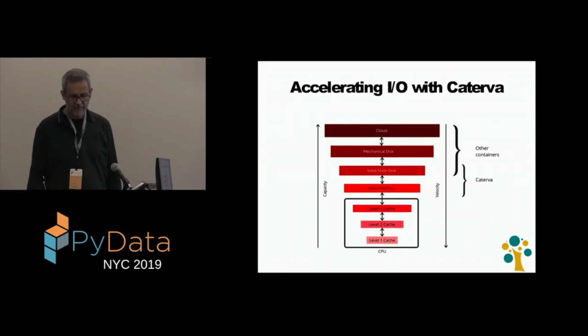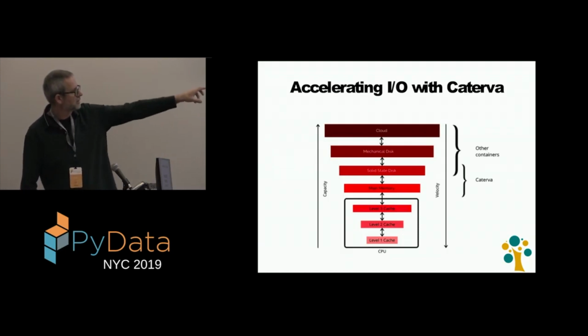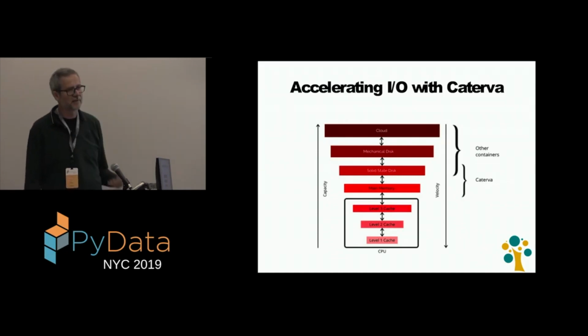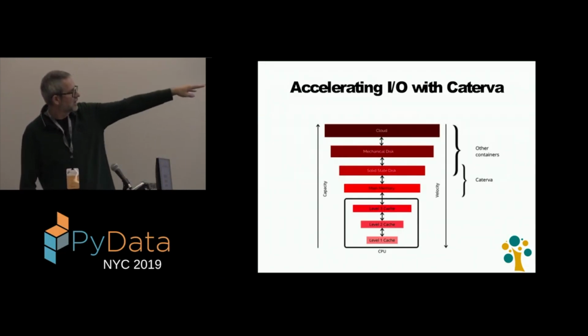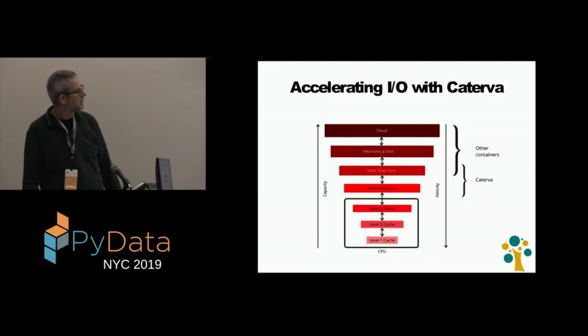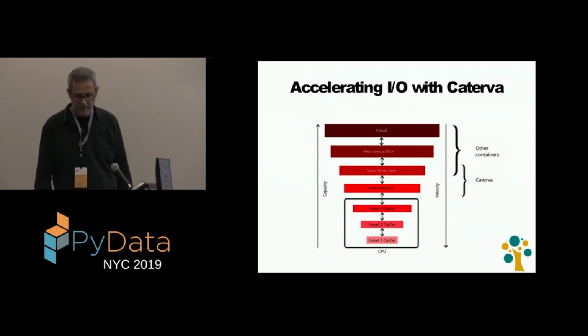Caterva is not meant to be used in the cloud. It is more meant to be used as a container for data that is in memory, or maybe data that is stored in very fast solid-state disk. We fine-tuned Caterva quite a lot to be very efficient in these two layers. And for us, these two layers, memory and solid-state disks, are part of the memory storage hierarchy in modern CPUs.